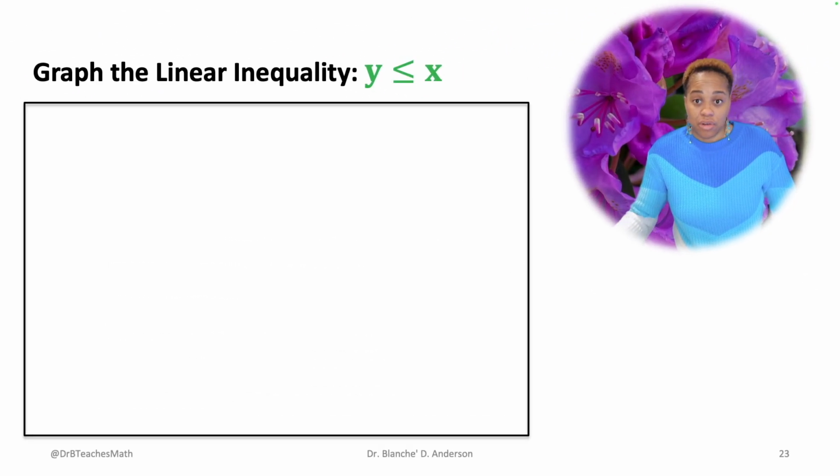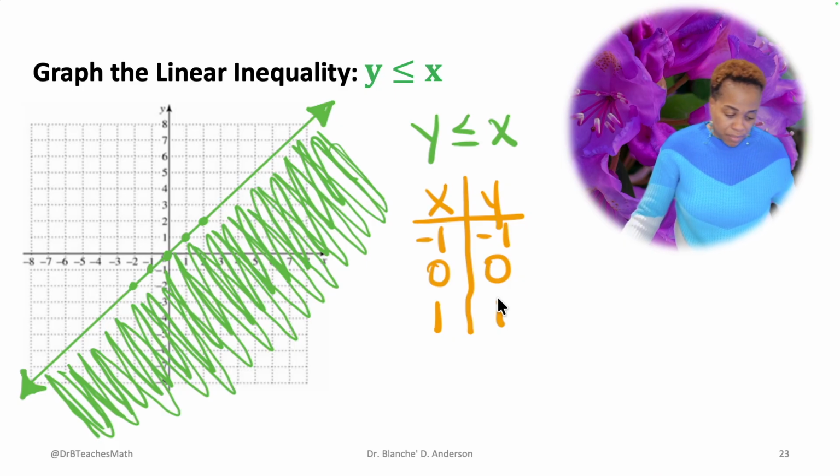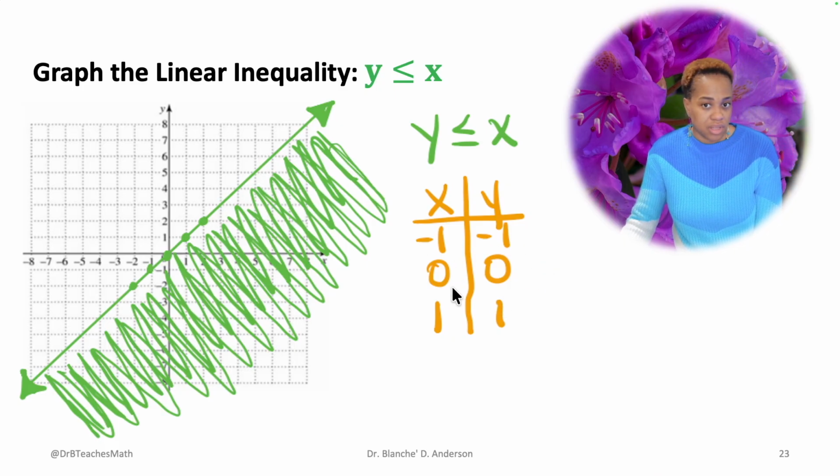Y is less than or equal to x. Another one. Y is equal to x. That means they're the same numbers. So if you just do a t-table, you end up getting the same numbers. And that's okay. Same numbers. Left, right, left, right, left, right. This is what the line looks like. We know the line is solid because it says less than or equal to.